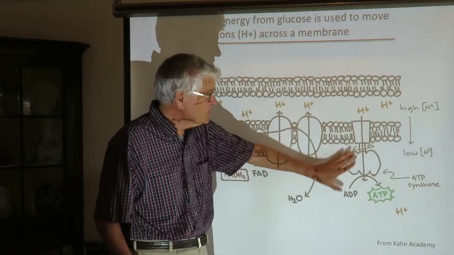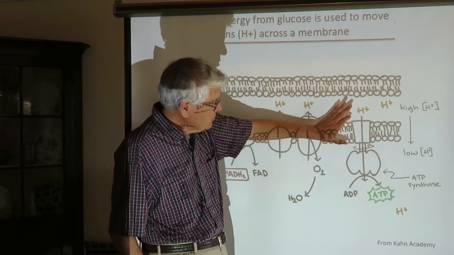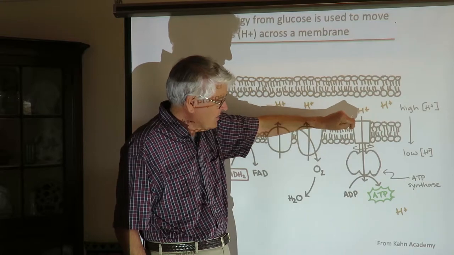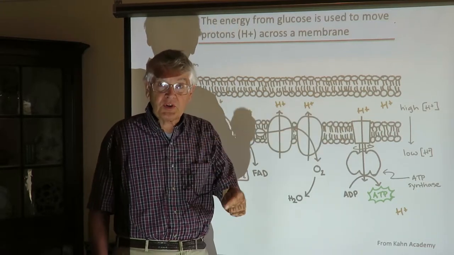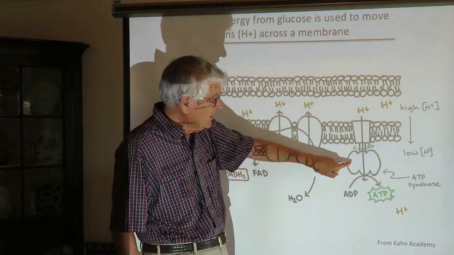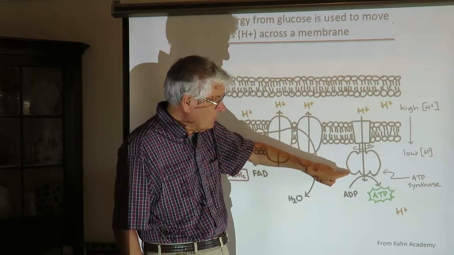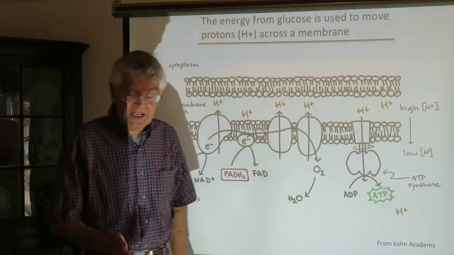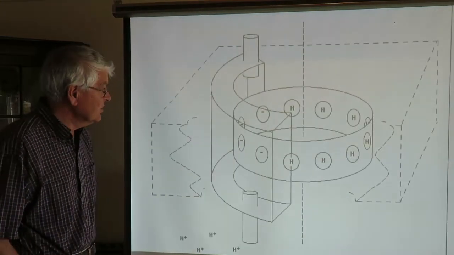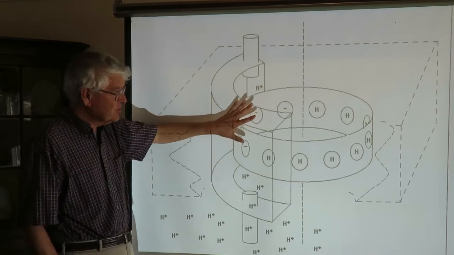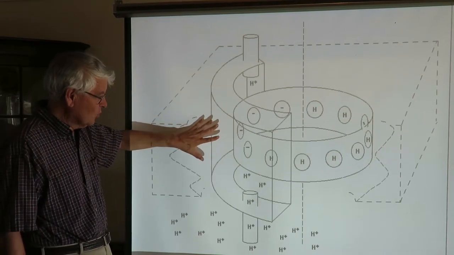So there's two parts to this enzyme. The first one has a channel that protons can cross the membrane. And when going through this channel, they actually generate a rotary force. And the second part is the site where ATP, ADP, and phosphate bind, and that chemistry takes place. So let's look at the proton channel part first. So this is a cartoon version of how that works.